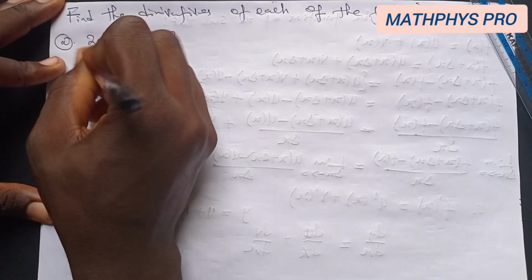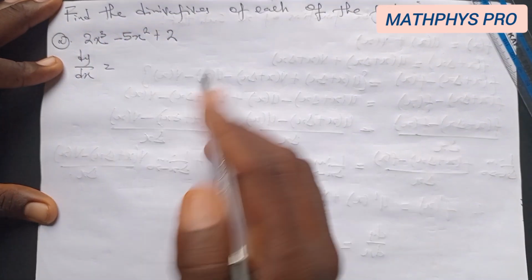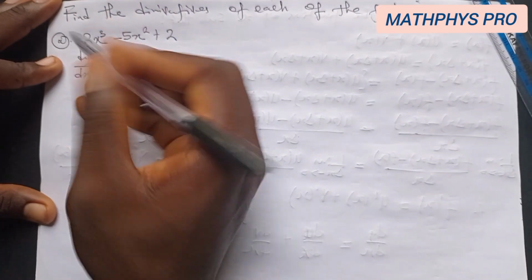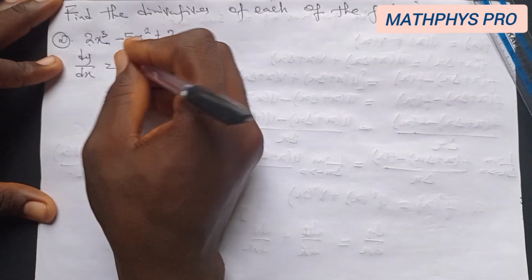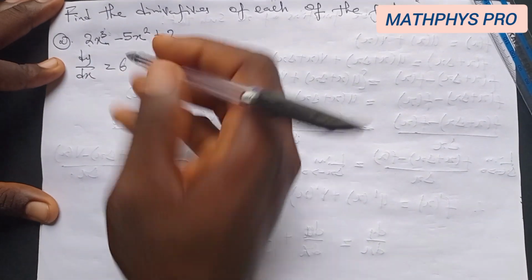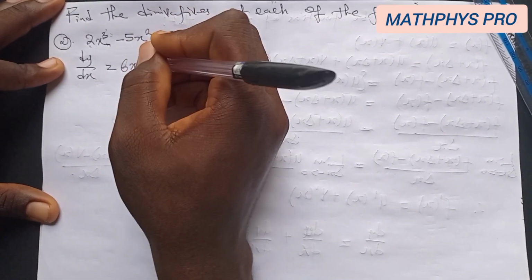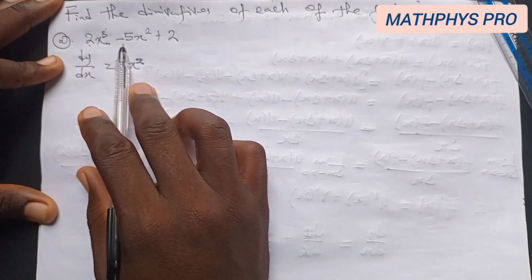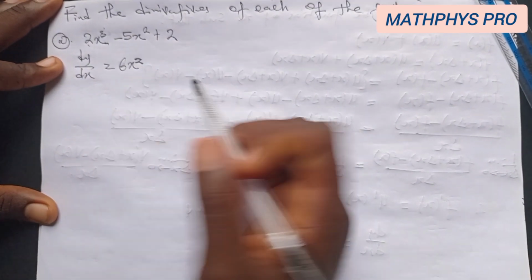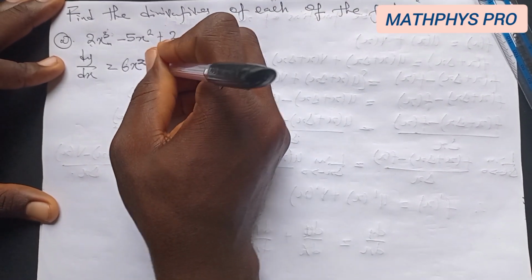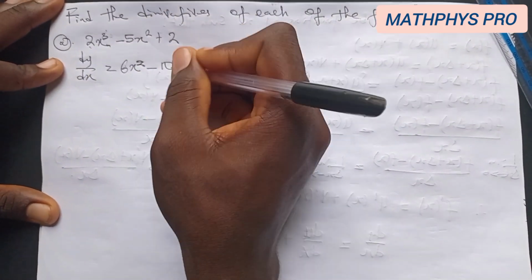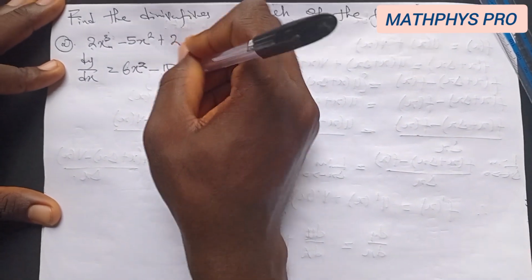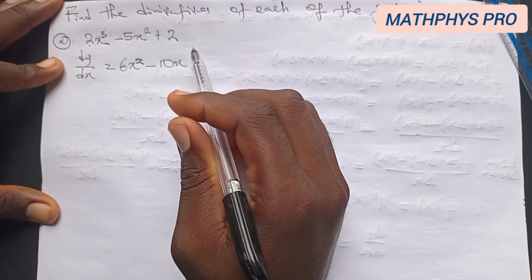So we can say that dy dx will be equal to 3 times 2 gives you 6. So we have 6x raised to 3 minus 1, which is 6x squared. So for the second term, minus 5x squared, we have minus 2 times 5 gives you 10. So we have minus 10x raised to 2 minus 1, which is 1. So there's no need putting the 1 there.